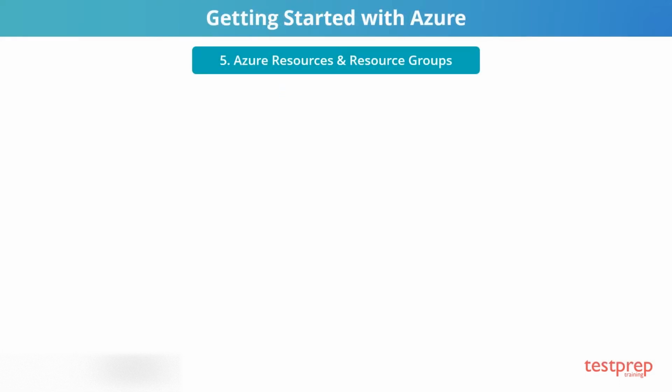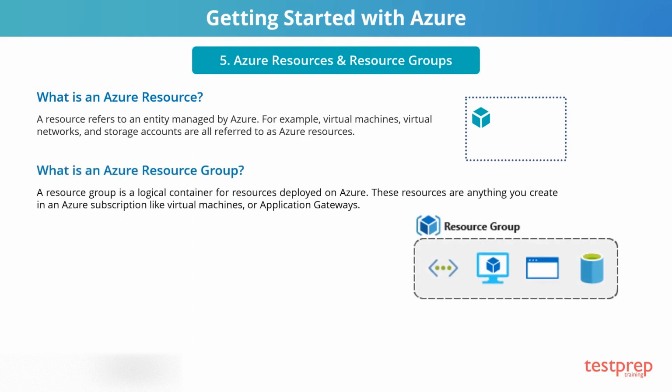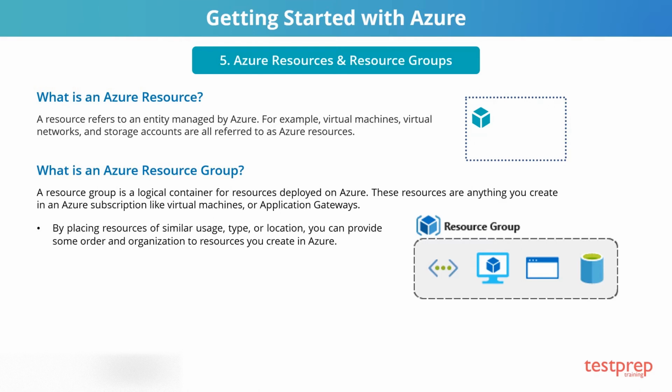Next, let's learn what are Azure resources and resource groups. A resource refers to an entity managed by Azure. For example, virtual machines, virtual networks, and storage accounts are all referred to as Azure resources. While a resource group is a logical container for resources deployed on Azure. These resources are anything you create in an Azure subscription like virtual machines, or application gateways. By placing resources of similar usage, type, or location, you can provide some order and organization to resources you create in Azure.